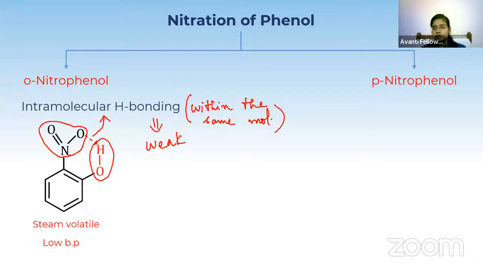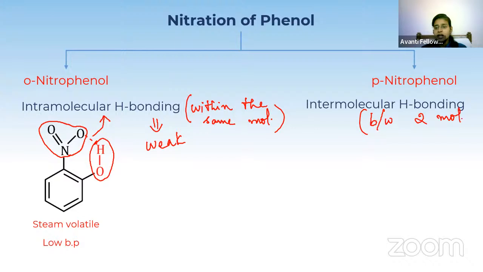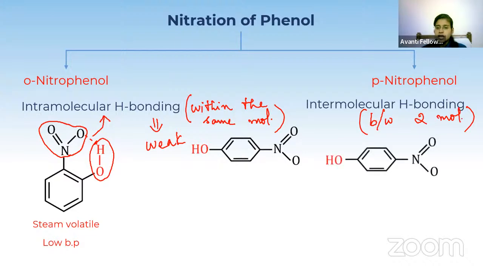On the other side, in para-nitrophenol we have intermolecular hydrogen bonding. Intermolecular means hydrogen bonding between two molecules. So I have to take two para-nitrophenol molecules. This is one molecule and this is the other. The nitro group of one molecule will form hydrogen bonding with the OH group of the other molecule. This is intermolecular, between two molecules, and the hydrogen bonding goes on. This intermolecular hydrogen bonding is strong.